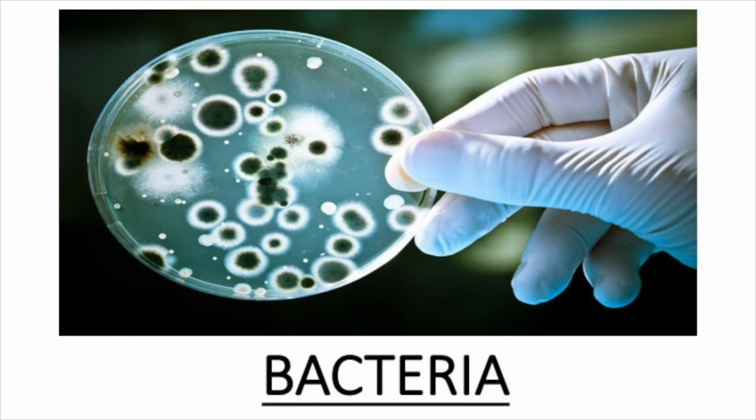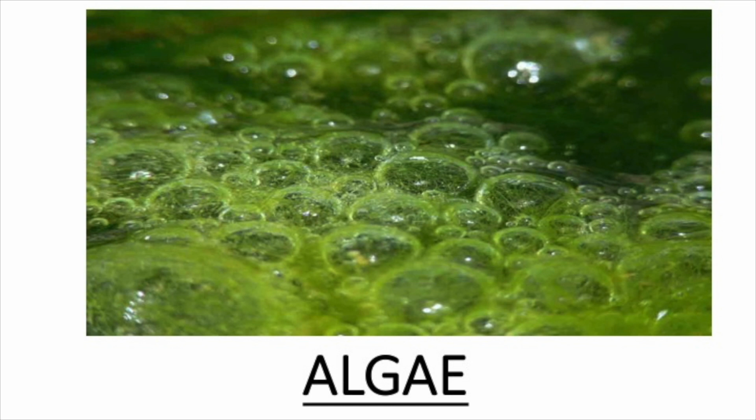Bacteria. Yes, these are the very microscopic things that live inside all of us, but we can't see them because they're so small. We need a special machine called a microscope. Now here you can see the bacteria because they've been magnified thousands of times by a microscope. And then we had algae. Yes, algae is like the green slimy stuff that we find in rivers and ponds. And similar to plants, it can produce its own food through photosynthesis.